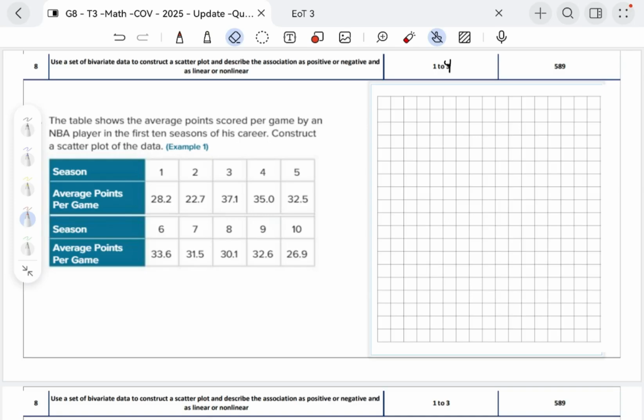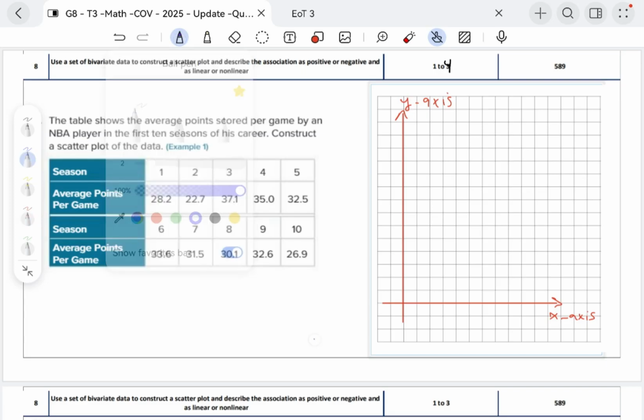Let's start with the first question. It says the table shows the average points scored per game by an NBA player in the first 10 seasons of his career. Construct a scatter plot of the data. So first, we have to graph the coordinate plane. This is the x-axis, and here is the y-axis. And now we're gonna label them.